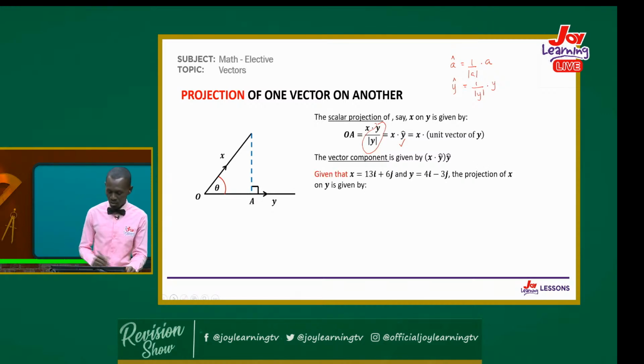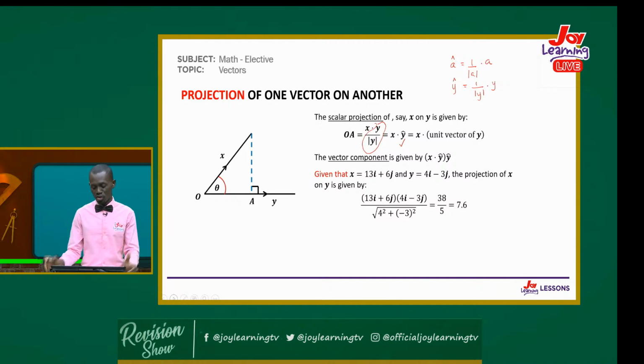Let's take an example to get all this home. Given two vectors, x as 13i plus 6j and y as 4i minus 3j, the scalar projection of x on y is given by 13i plus 6j multiplied by 4i minus 3j, divided by the magnitude of y, the square root of 4 squared plus negative 3 squared. If we did the multiplication right, we will have 38 on 5, which will be 7.6. So that is its scalar projection of x on y.